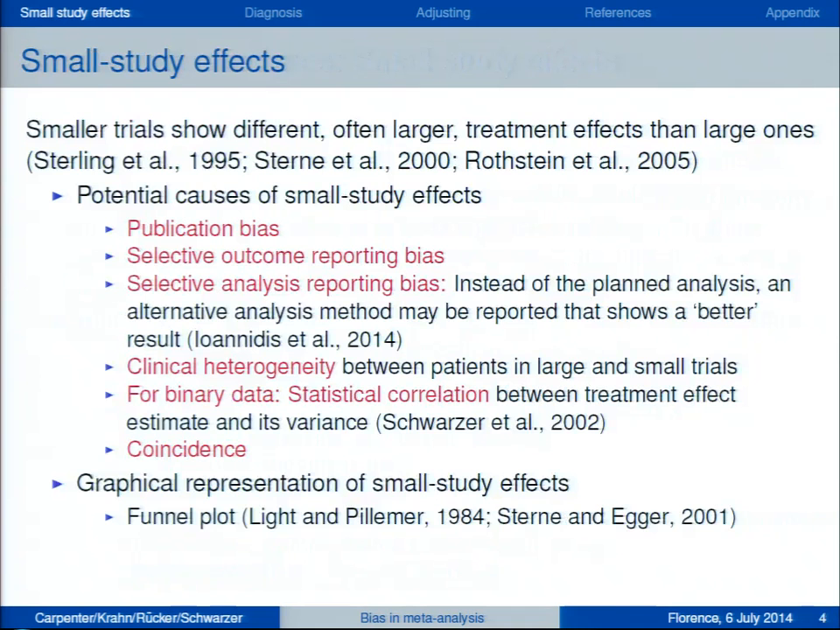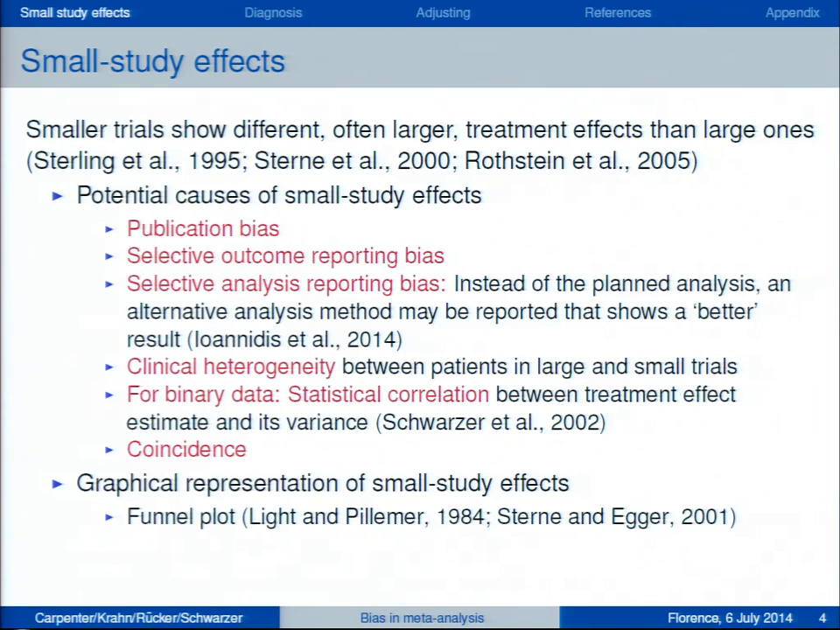So why is that a problem? The problem is that if some trials with negative effects are not published, there's of course an overestimation of the treatment effects in a meta-analysis that has not found these studies. And therefore we have a bias here. Now we think that these biases are often related to the size of the study. Therefore this term, small study effects.